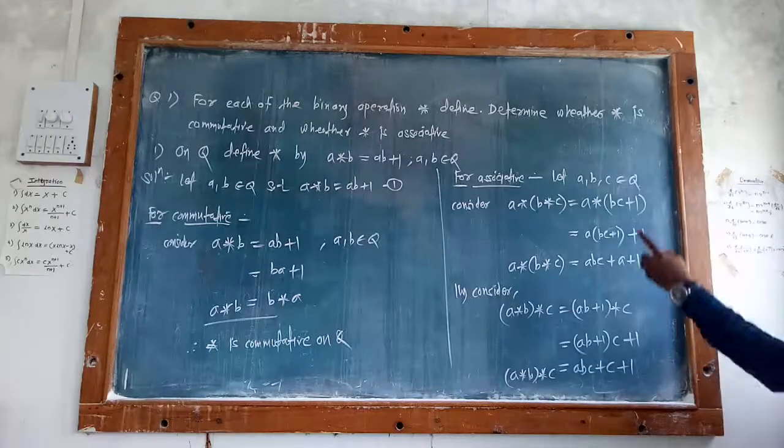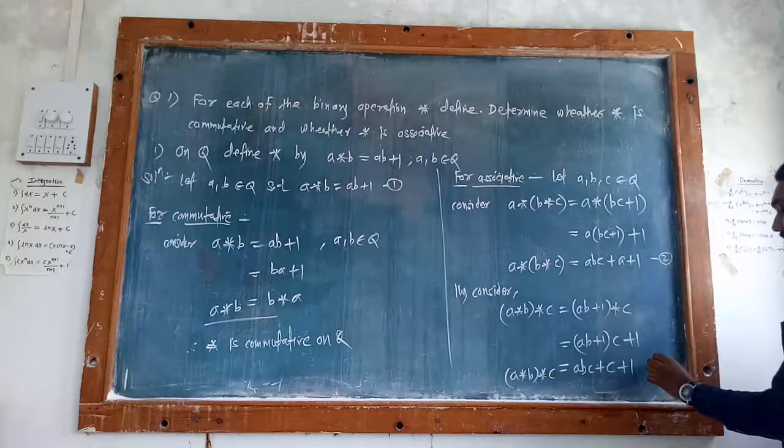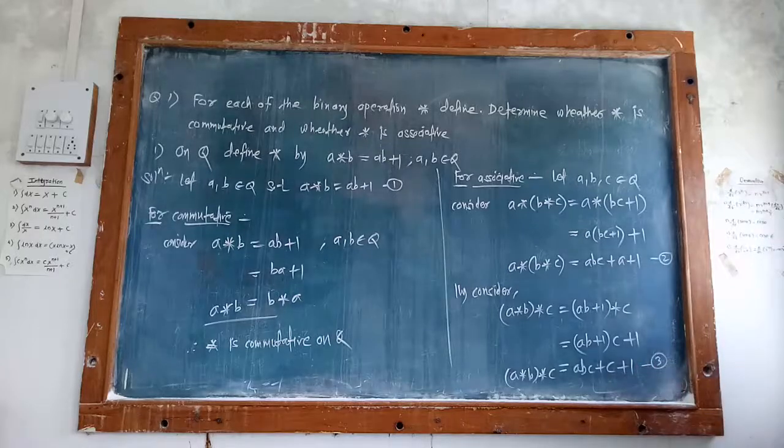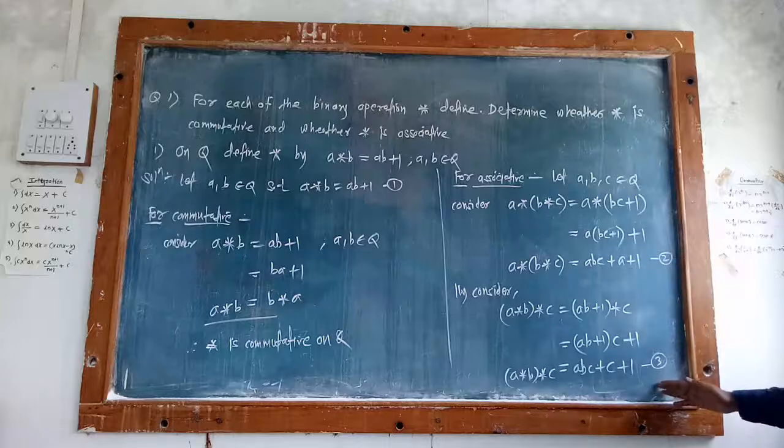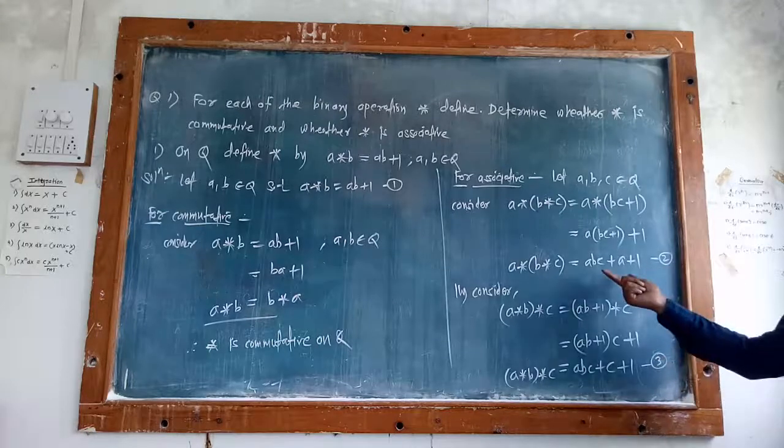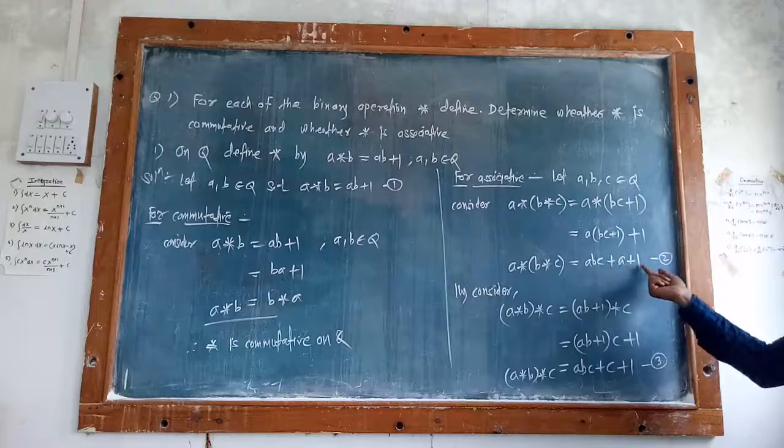Now call these equation 1, equation 2 and equation 3. Now from equations 2 and 3, are both equal? From equation 2 we get ABC plus A plus 1.